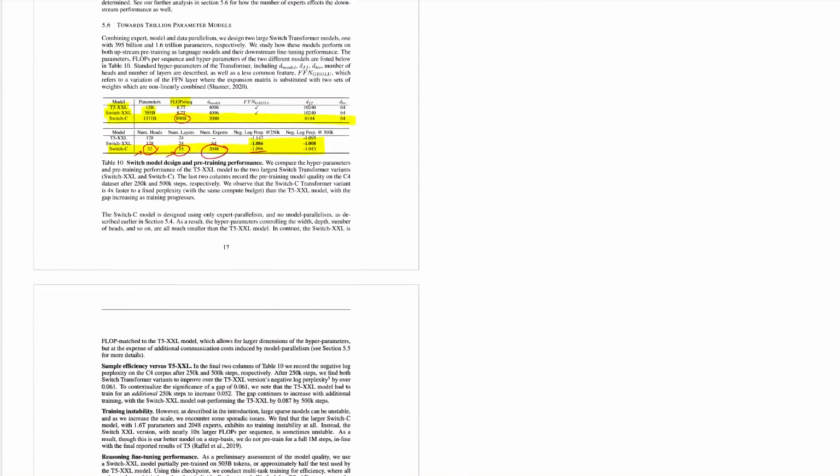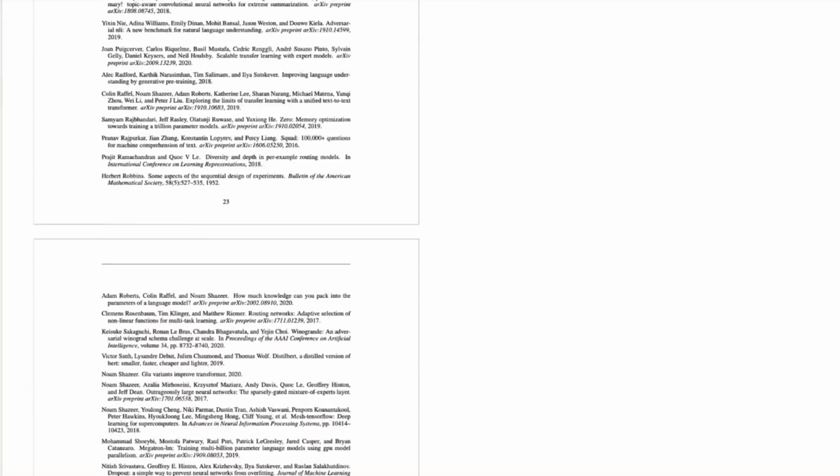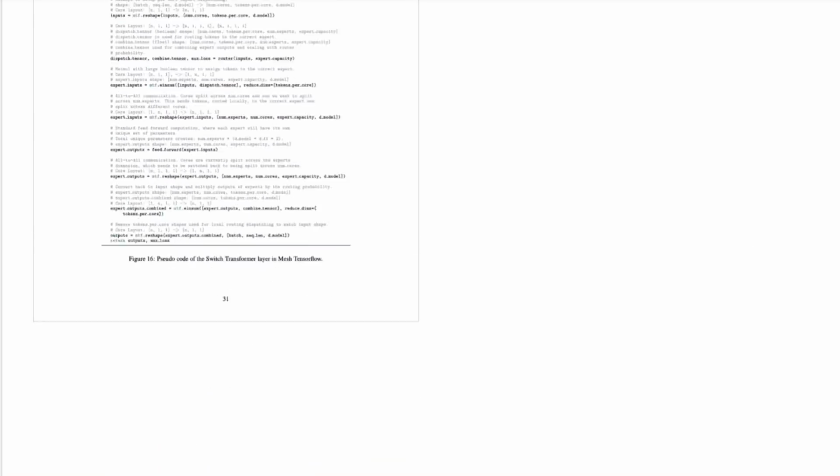All right, so that was it from me. Definitely check out the paper and all the experiments, downstream tasks, and so on. It's a very cool paper, has a lot of cool experiments. There's code, at least pseudocode, and that was it.